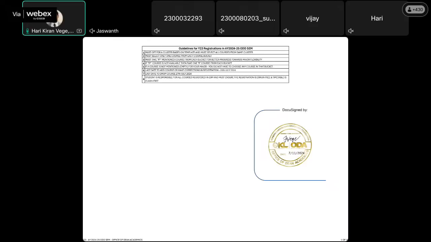Rule number 7. After I add all these courses, I'll get into the courses, I'll sit for the courses. If I find that these courses are slightly difficult, then I can drop some of the courses, and the deadline to drop the course is 27th July 2024. So to drop courses, 27 July 2024 is the last date.